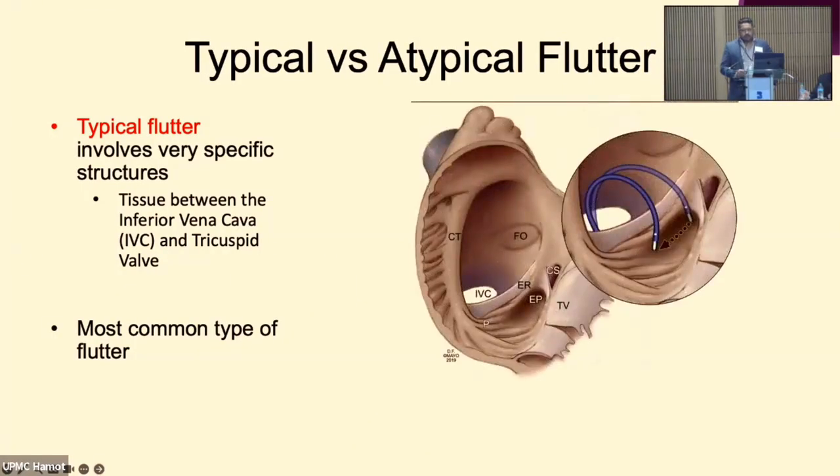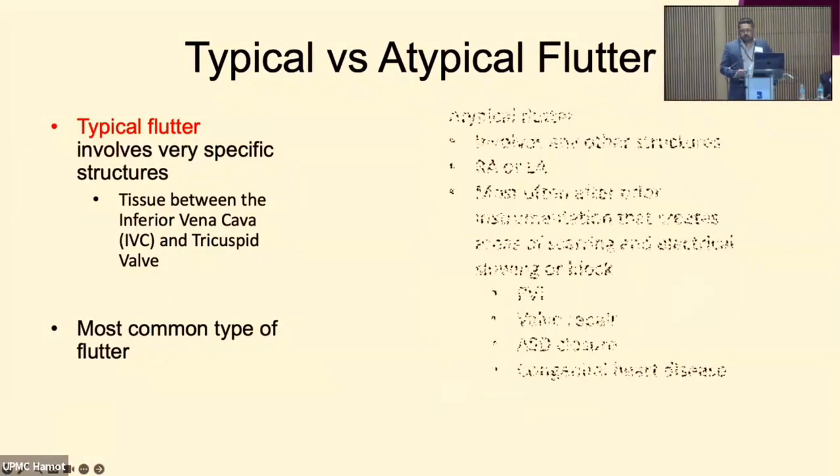So we've covered typical flutter. We're not going to cover atypical flutter. The takeaway from this is cardiac tissue does not conduct at a uniform velocity. The circuit gets set up in the right atrium between the IVC and the tricuspid valve because of slowed conduction in that area, and the ablation identifies that.